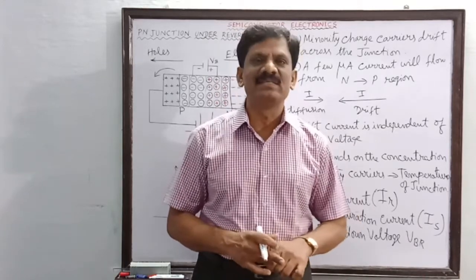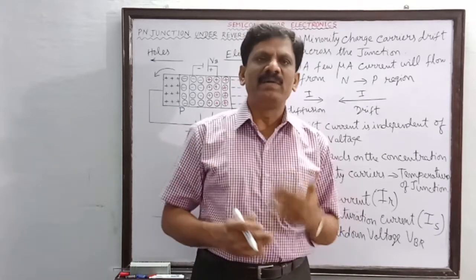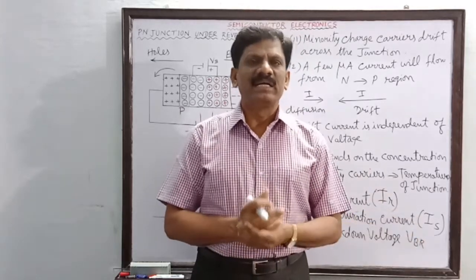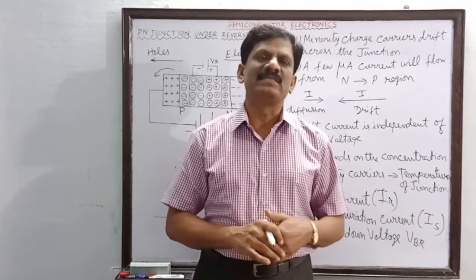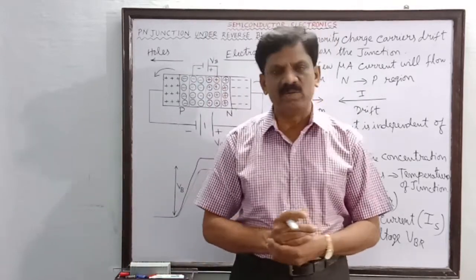Have you all understood, students? Next we are going to repeat the same topic in terms of the dependence of the applied voltage and the current flowing through the diode. That is called voltage versus current, the VI characteristics of a diode. That is the next topic.